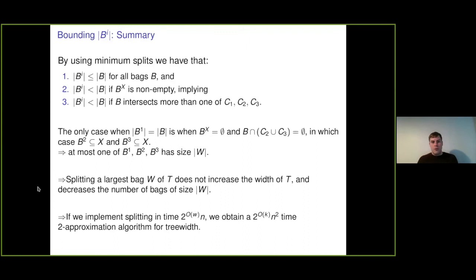And now if you think about it, it's quite straightforward to use standard techniques like dynamic programming or important separators to implement finding the splits, finding a single split in time that is single exponential in the width and linear in n. So in total, just with standard techniques, we get an algorithm that is single exponential in k and quadratic in n, and achieves a 2-approximation.